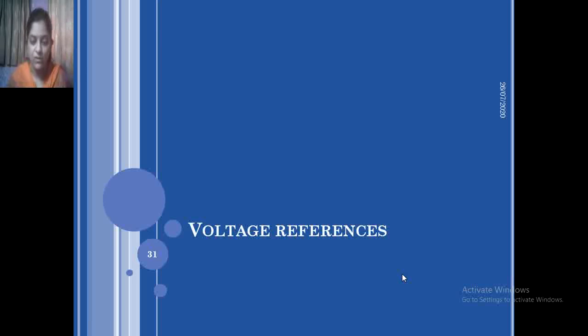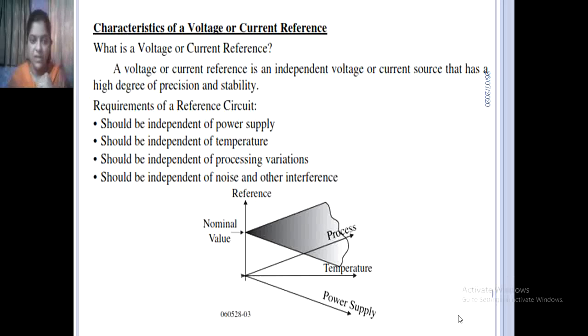In this part, we have seen the MOSFET as diode or active resistor, then MOSFET as current source and sink, and MOSFET as current mirror. So the next thing is the voltage references. These characteristics of voltage or current references we are going to see.